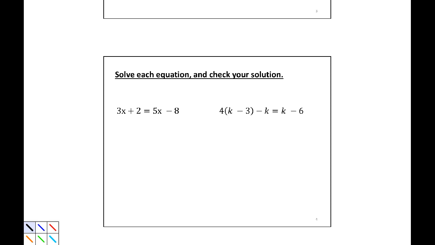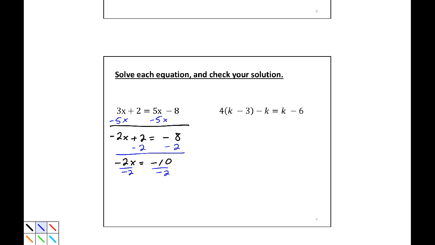So for this one, I don't have to simplify anything, but I am going to subtract 5x, and the side that you move is irrelevant. I could move it to the right or the left. I'm going to go ahead and do the left, so that's negative 2x plus 2 equals minus 8. Now it looks just like the last type we were looking at, so we'll subtract 2. So we have negative 2x equals negative 10. And then dividing by negative 2, we see that x equals positive 5.